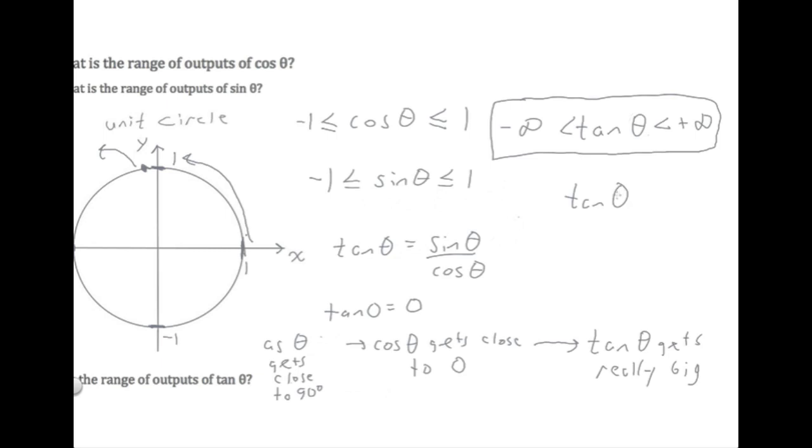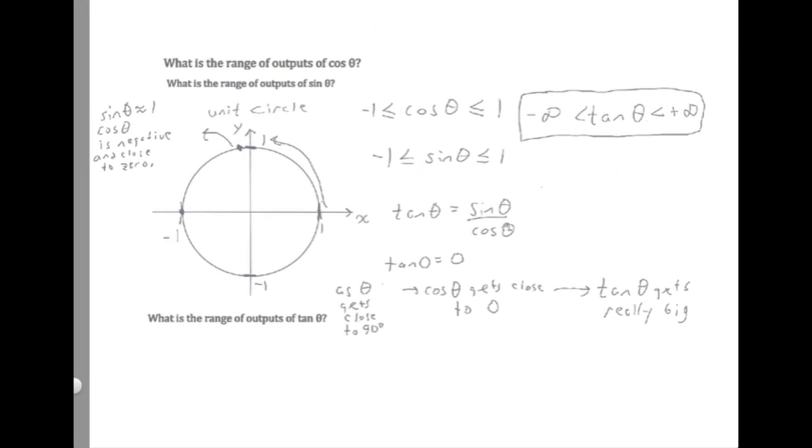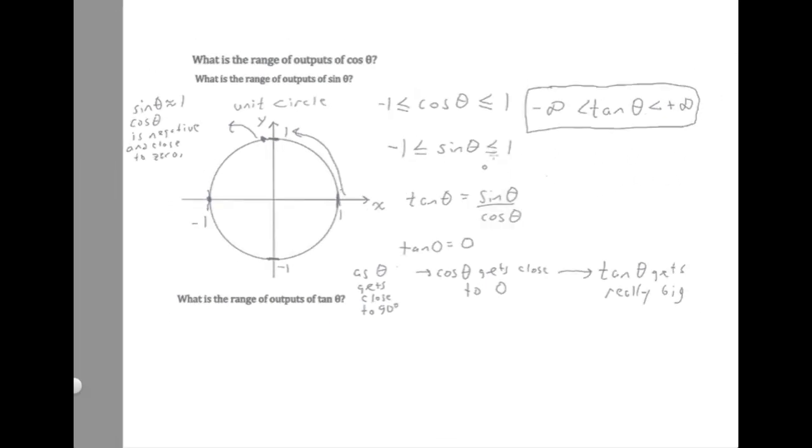So could you have a tangent of 22? Yes, that's fine. You could have a tangent of 22. Can you have a sine of 22? No. Sine can't be bigger than 1, but tangent can be bigger than 1. Tangent can be any number, but sine and cosine have limits. There's no limits on the tangent, but there are limits on the range of the sine and the cosine.